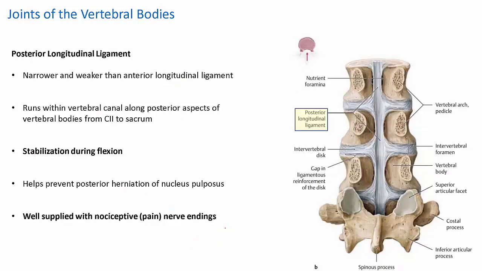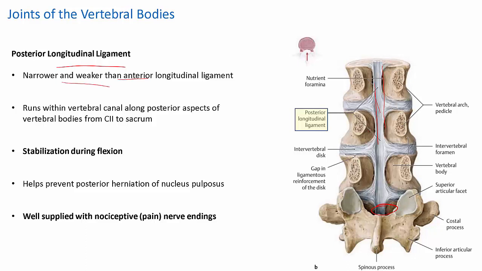Notice behind the bodies, this is where it gets a little bit confusing, but this is actually behind the bodies, yet in front of the vertebral canal. So this is the vertebral canal right here. There is a much thinner ligament that goes the length of the vertebral canal. This is the posterior longitudinal ligament. Because it's actually within the canal, not outside of it, it's going to be much thinner, much narrower, and much weaker than the anterior longitudinal ligament.